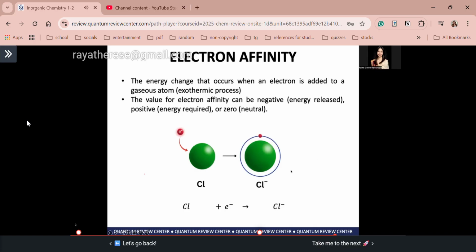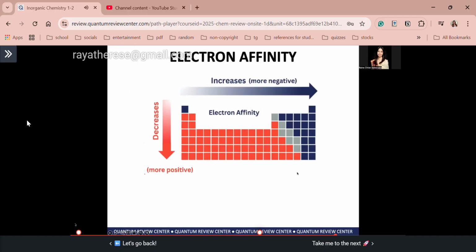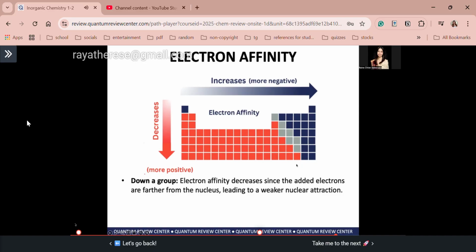So for example, when an electron is added to a gaseous atom chlorine, energy is released to form the chloride anion. And the value of its electron affinity is negative. So here's the trend. Same lang siya with ionization energy. So down the group, electron affinity or EA decreases or becomes more positive or less negative because of increasing N, where the electrons are being added much farther from the nucleus.